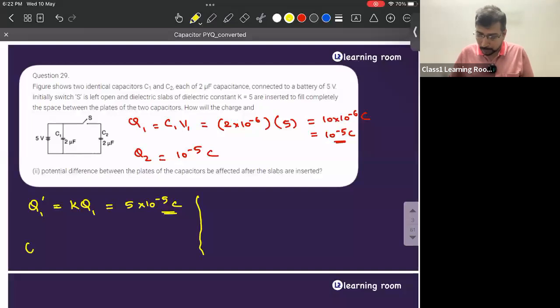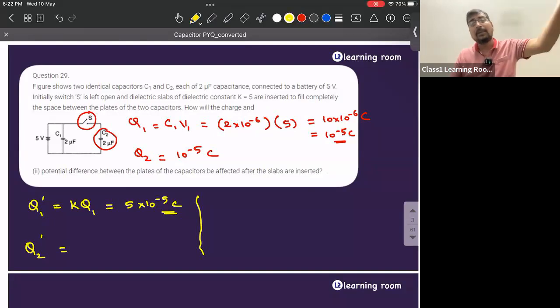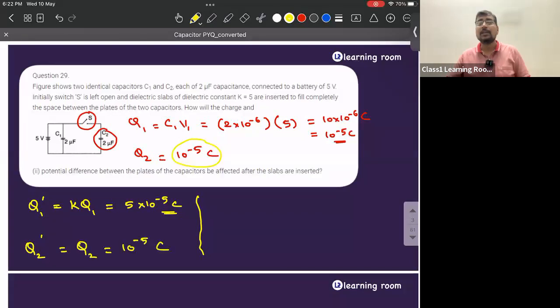Then what about the charge on the second capacitor, Q2 dash? Now the dielectric is inserted, but the battery is disconnected. Is that not the situation? Dielectric is inserted, but the battery is disconnected. So the charge will remain as it was existing previously. How much is that value? It is going to be Q2 itself, which is 10 power minus 5 coulomb. So these are the changes that are going to take place with respect to the charges.